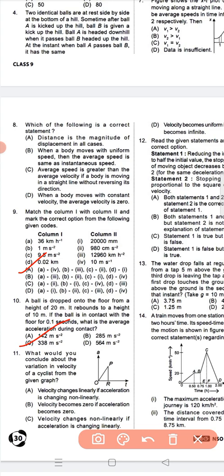Next, what would you conclude about the variation in velocity of a cyclist from the given graph? Question number 11, what we conclude from the curve or graph is option C: velocity changes non-linearly if acceleration is changing linearly. This is the correct option.